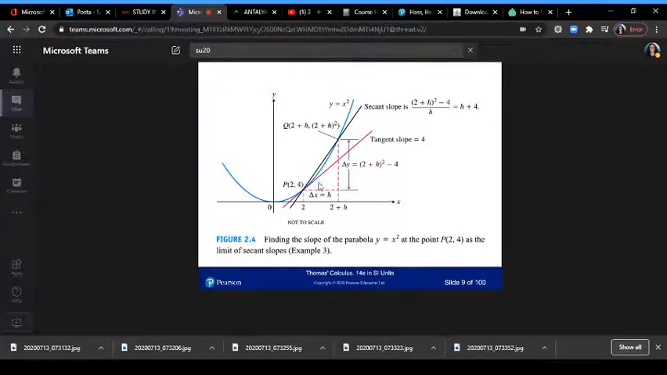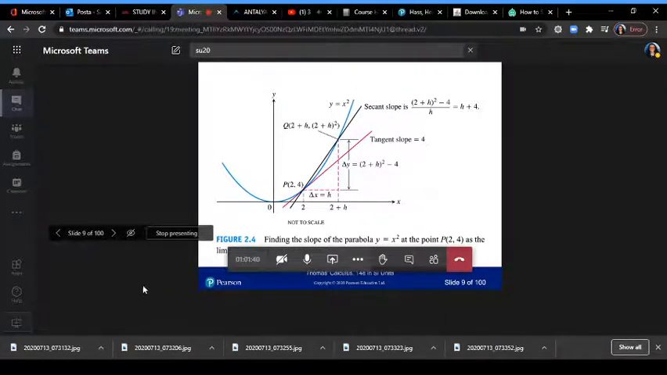As h goes to 0, this Q is going to get closer and closer to P. So if we let h go to 0 here, we are going to see that the slope of the tangent line is 4. Of course, later on, when you learn differentiation, you will be able to take the derivative of y is equal to x squared, which is 2 times x, and put 2 in here, you get 4. This is easier, of course, but you have to know where all this comes from. These are the background. This is where we get them.